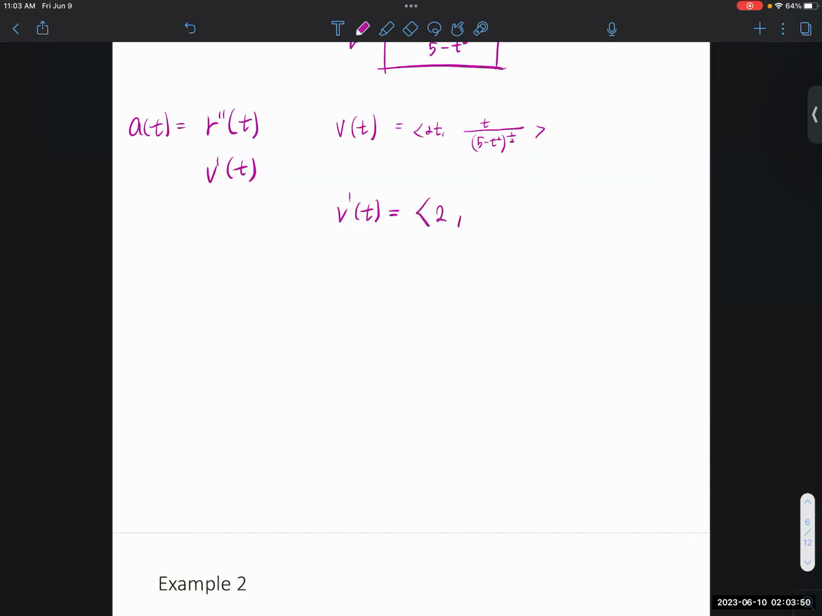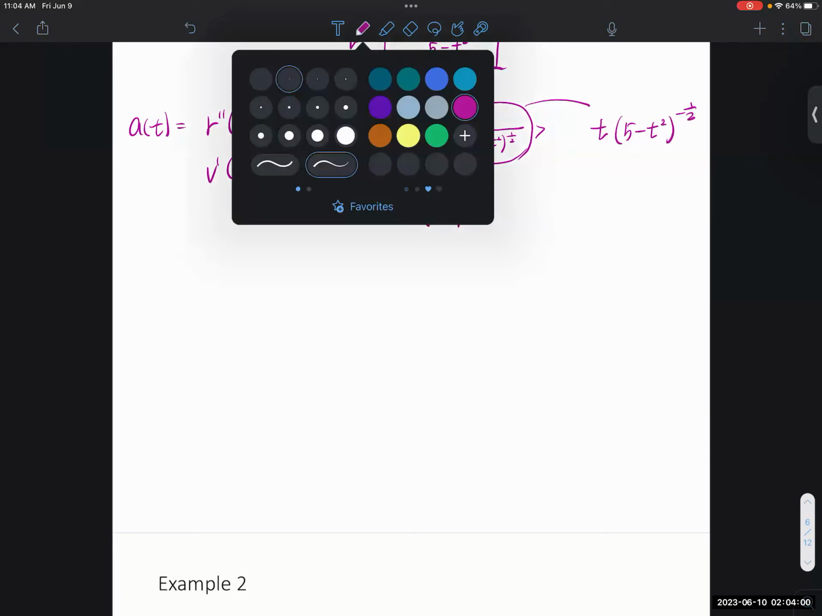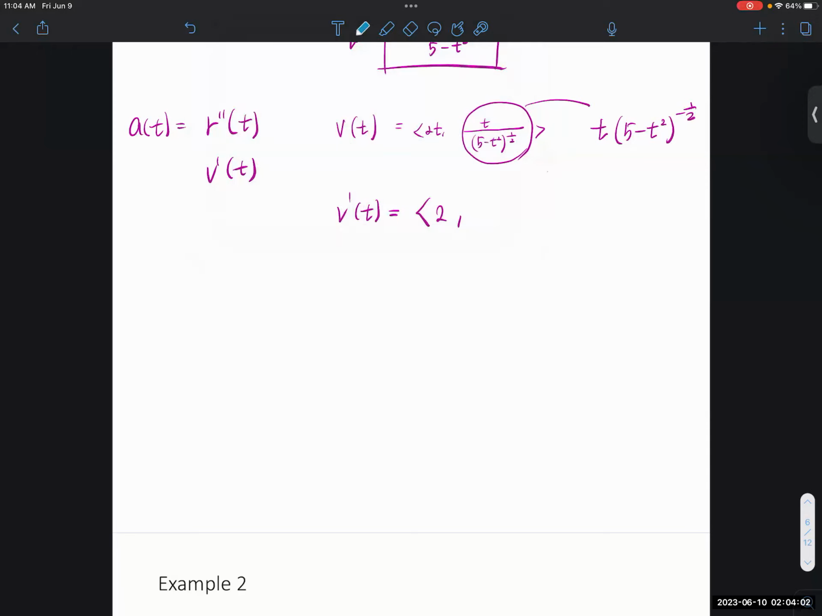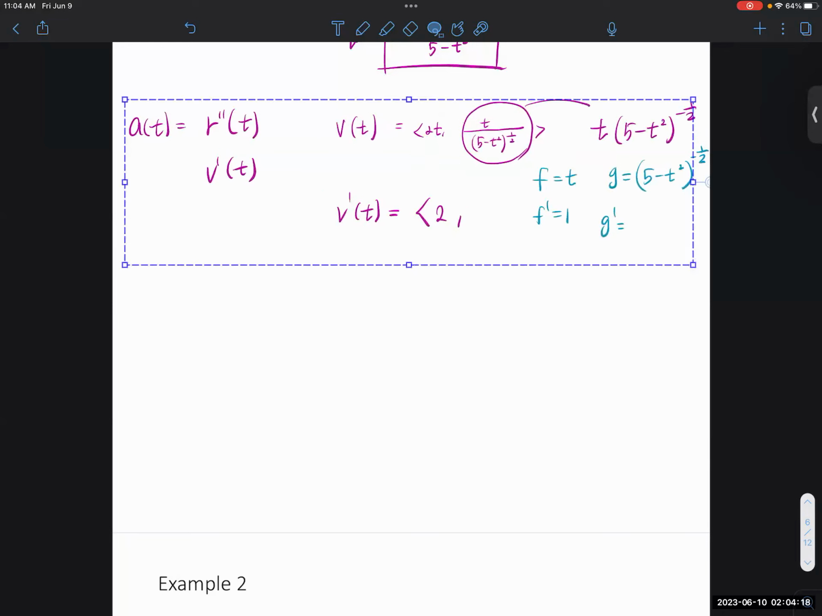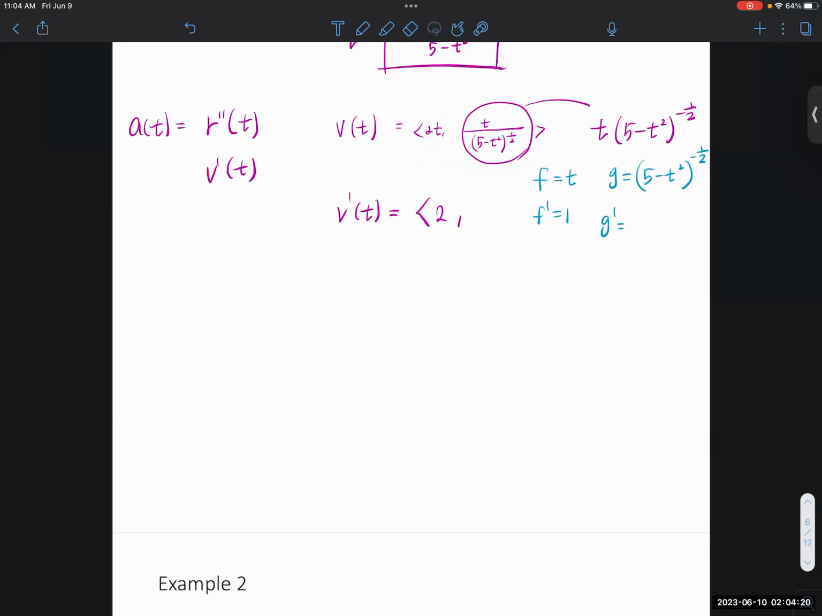this is a 2, and you have to think about this one. This is t times 5 minus t squared, negative 1 over 2. So what happened is, this is the product rule. f is t, f prime is 1, g is 5 minus t squared, negative 1 over 2, g prime, we need a space. So g prime, I'm going to get rid of it. So let me just, no, okay, let me minimize it.